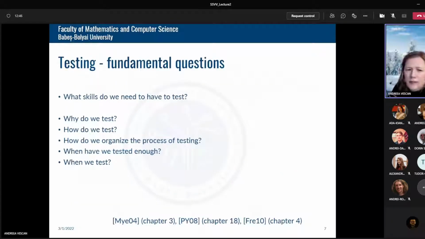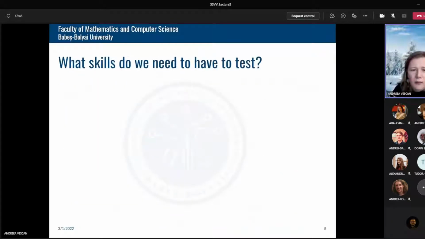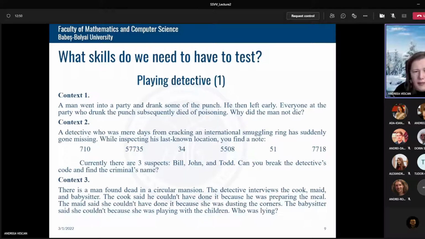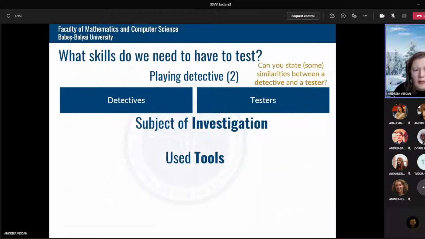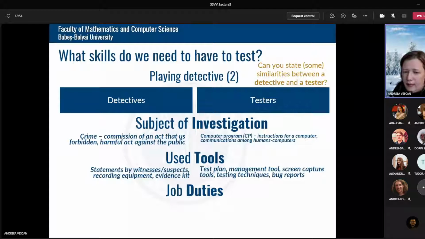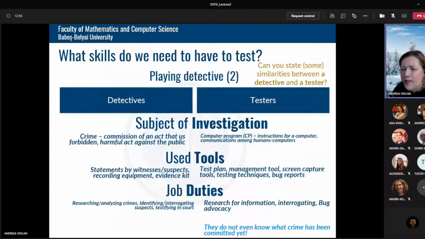So we talked until now about what skills we have. We see some parallel between detective and tester, right? And what's important is that when we talk about testing, we don't even know what crime has been committed yet, right? Because we need to find out the actual bug. We don't know if the bug actually exists.